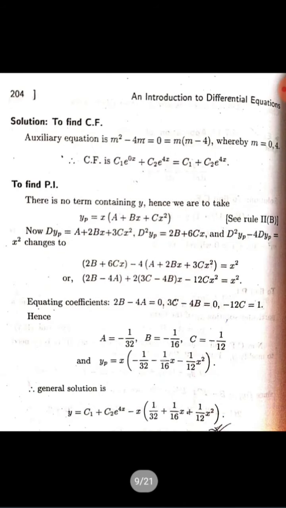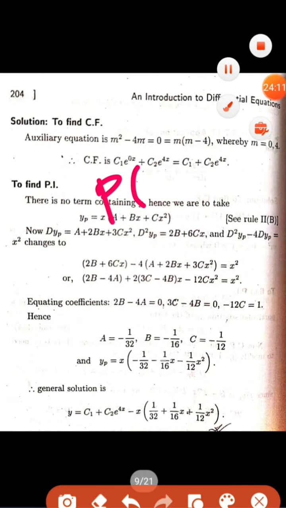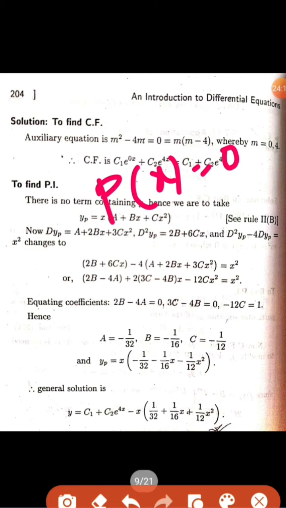If P(x) equals 0 also, then you have to take YP here. In the case of x, you have to put x square into a plus bx plus cx square.